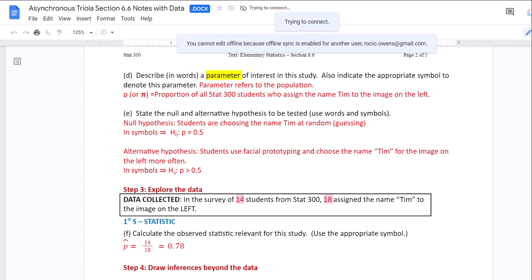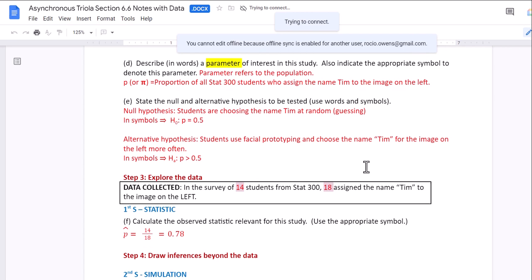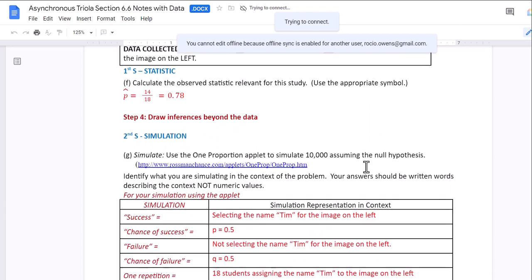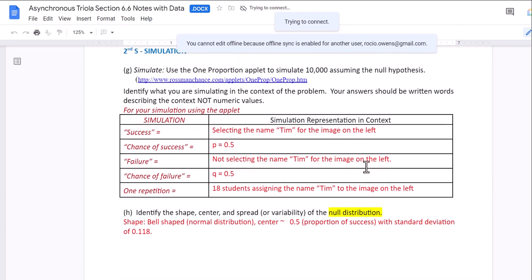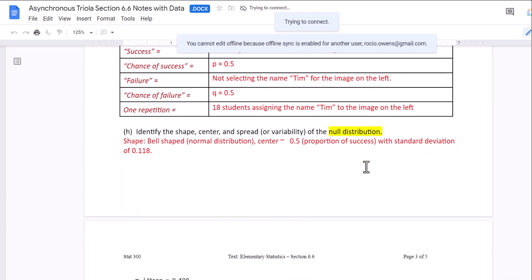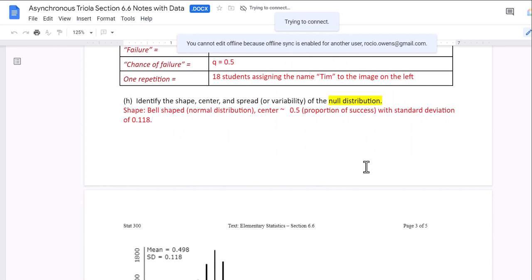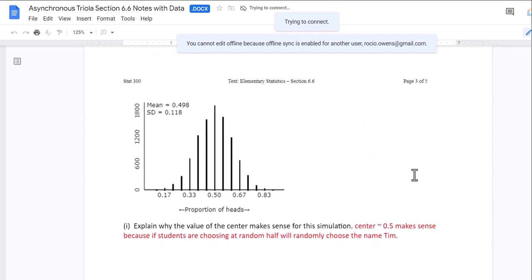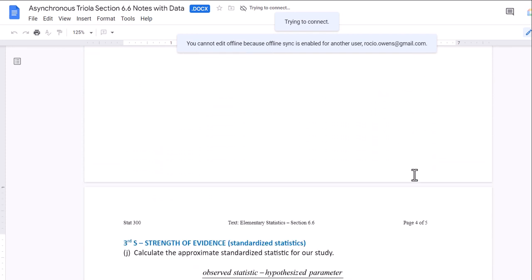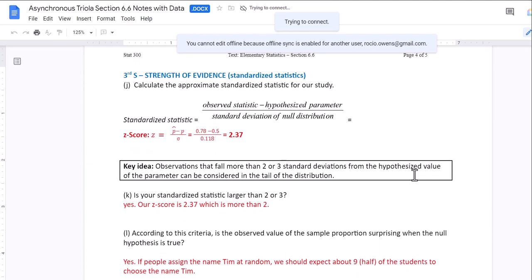So there's something in our subconscious. It could be facial prototyping that is making us assign a picture to a name or a name to a picture. That's sort of what's happening here. Oftentimes people are like, oh, you don't look like an Owens, and it's because there's something going on there. It could be facial prototyping, it could be something else.